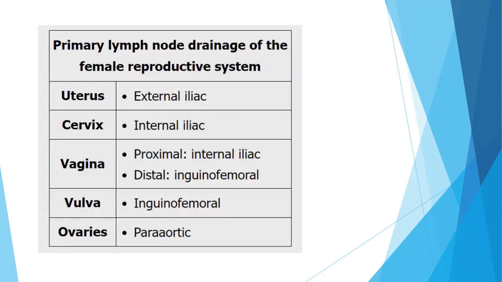So these are the primary lymph node drainage of the female reproductive system. The uterus is drained by the external iliac group of lymph nodes. The cervix is drained by the internal iliac group of lymph nodes. The proximal third of the vagina is drained by the internal iliac, and the distal third is by the inguinofemoral. The vulva is drained by inguinofemoral, and the ovaries are drained by para-aortic.